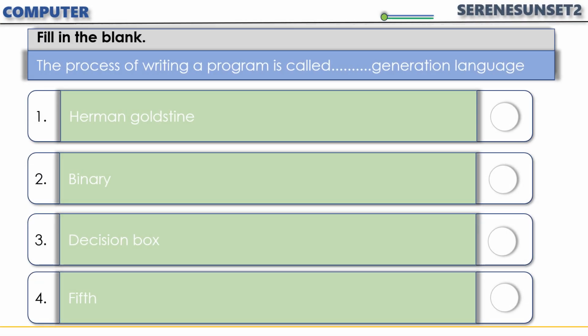The process of writing a program is called task generators language. Options: Hammer, Goldstein, binary, decision box, fifth. Answer: option B, binary.